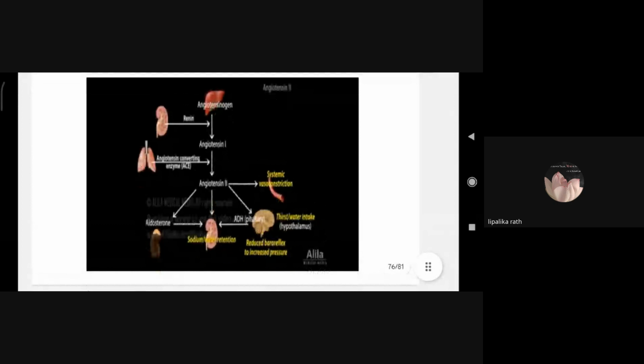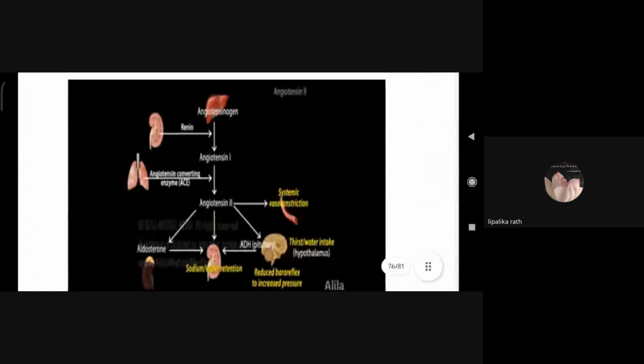This is the mechanism. You can see how renin is controlling blood pressure. When renin is released, it stimulates angiotensin 1, then angiotensin 2 with the help of angiotensin converting enzyme. Then when angiotensin 2 is released, it stimulates aldosterone and antidiuretic hormone that is released from the posterior pituitary.